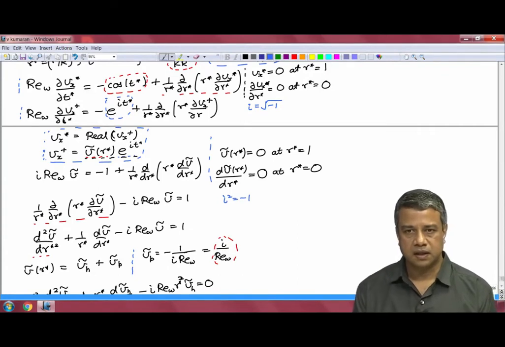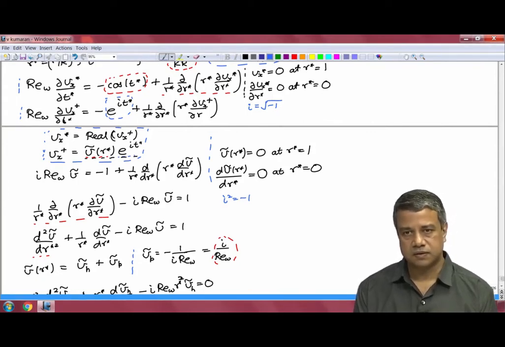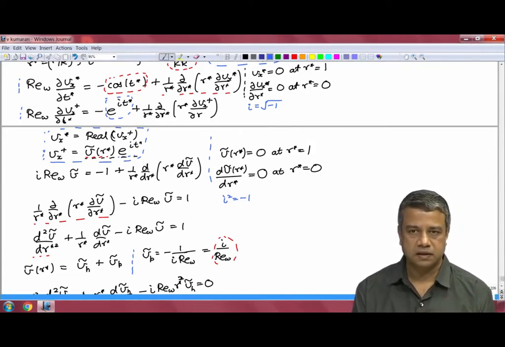And this can always be done. If you have a certain driving force which is complex and your actual driving force is the real part of that, the solution for the velocity is the real part of the solution for the complex velocity obtained by solving the conservation equation with a complex driving force. Further, if the driving force is exponential, it has a frequency of omega, and the equation is linear, that means that the velocity also has to have that same frequency.